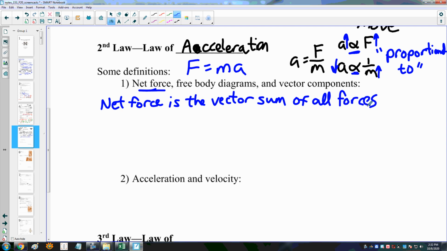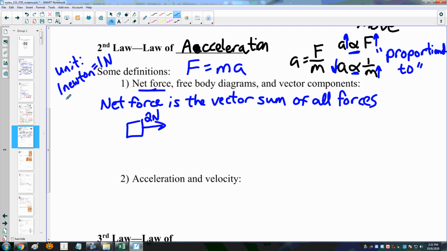So let's say, for example, I have an object. This is a block. We use blocks a lot in physics. They're easy to draw, and none of us are very good artists. If I have a block and I have two forces acting on it, say I have one force that has a value of 2 newtons. By the way, the unit of force is the newton, abbreviated capital N.